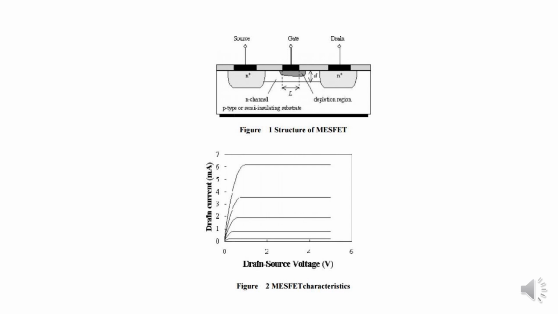The metal semiconductor field effect transistor consists of a conducting channel positioned between the source and the drain contact region, and here the carrier flow from source to drain is controlled by a Schottky metal gate. The channel is controlled by varying the depletion layer width underneath the metal contact, which varies the thickness of the conducting channel and thereby the current between the source and the drain. Here this shows the MESFET characteristics.